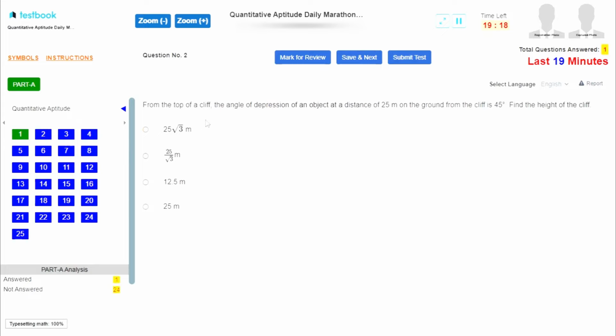From the top of a cliff, the angle of depression of an object at a distance of 25 meters on the ground from the cliff is 45 degrees. Find the height of the cliff. 45 degrees will be 1:1. Object at a distance of 25 meters on the ground. Okay, it is 25 meters.